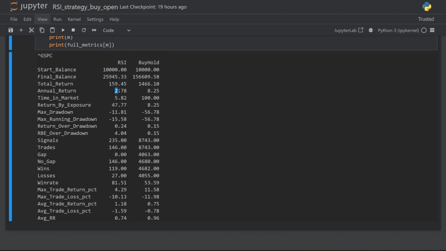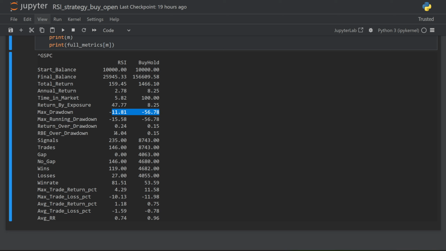The annual return for this strategy is quite low compared to buy and hold, but like I mentioned previously, the strategy only takes a few trades. So the time in the market is also much less than buy and hold, which is in the market the whole time. So when you adjust the return by exposure, suddenly the return of this strategy is not as bad as it first looked compared to buy and hold. Also, the drawdown is greatly improved. So this strategy protects capital much better.